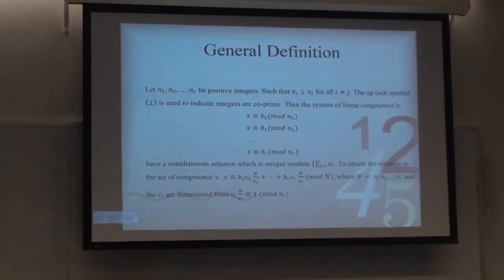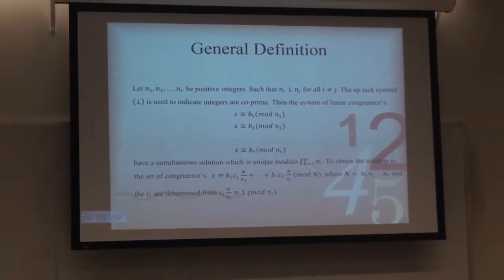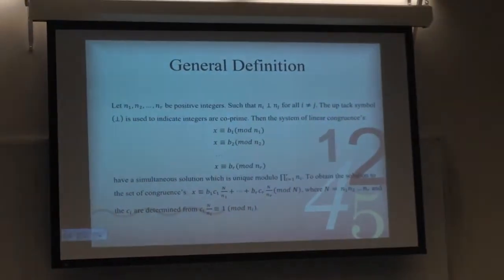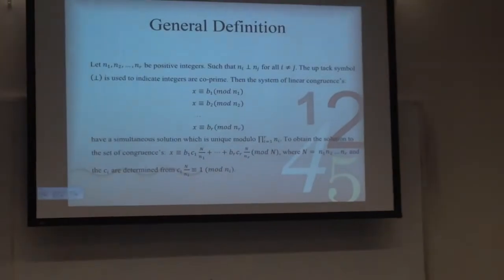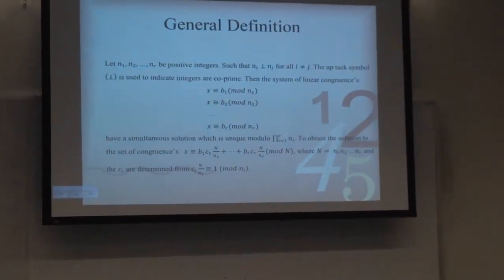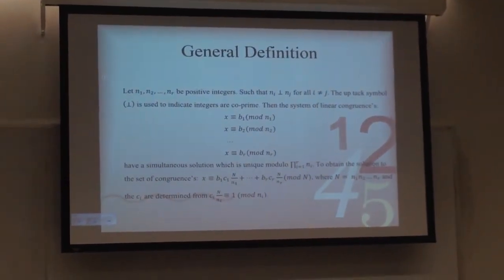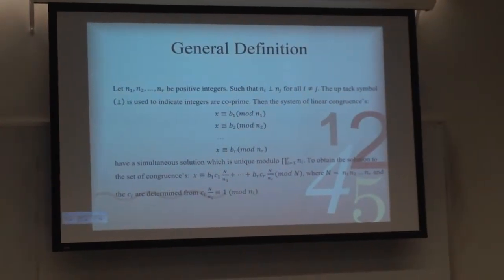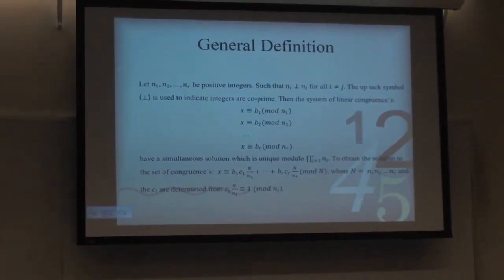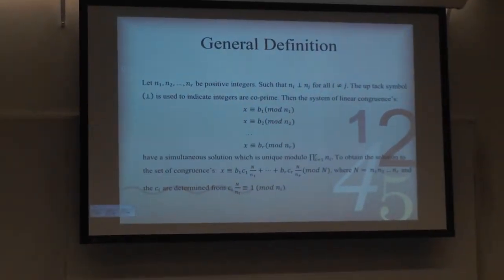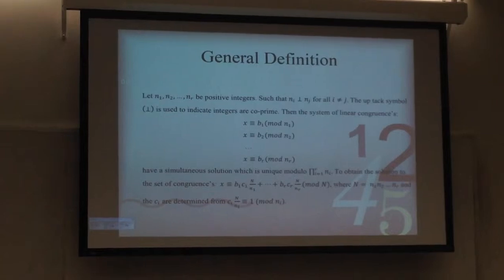To obtain the solution to the set of congruences, we just need to look at the following. We can say that x is congruent to b1 times c sub 1 times capital N over n sub 1, plus all the way to br times c sub r times N over nr, mod N. Then here's the key, where capital N equals the product of n1, n2 all the way to nr, and ci is determined by taking N over ni times ci congruent to 1 mod ni. And this will become more clear in the following example.